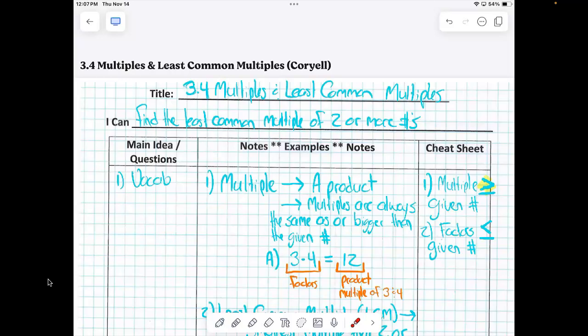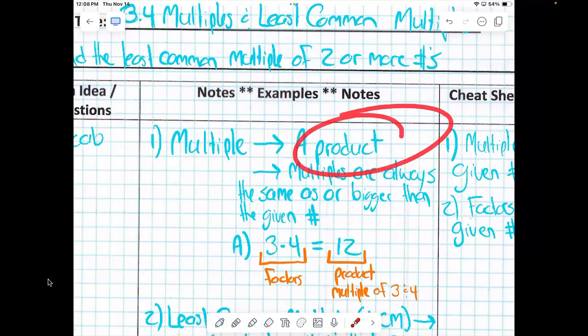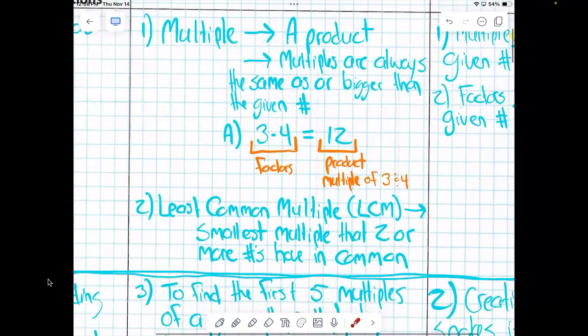Today we found multiples and then the least common multiples of a couple of numbers. A multiple, you guys, is the exact same thing as a what? Product. Okay, remember how I get annoyed by this, right? Multiples are always going to be, if I give you a number, a multiple is always going to be what? The same or bigger than.